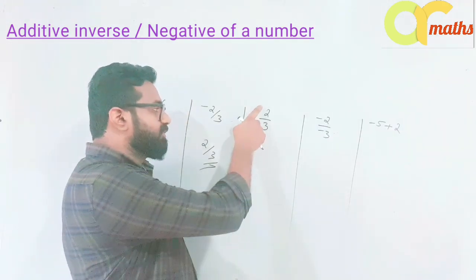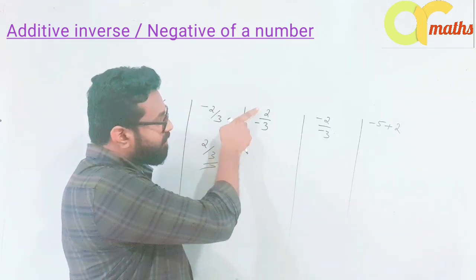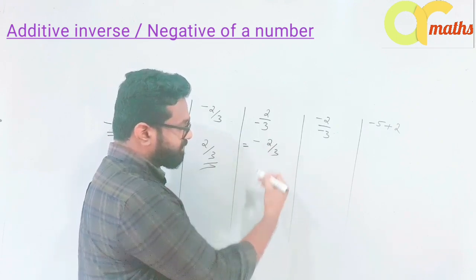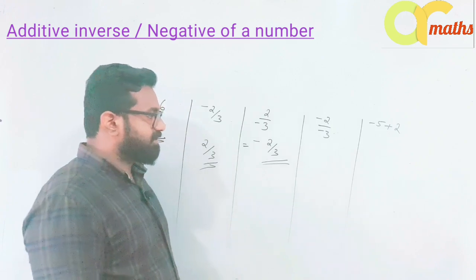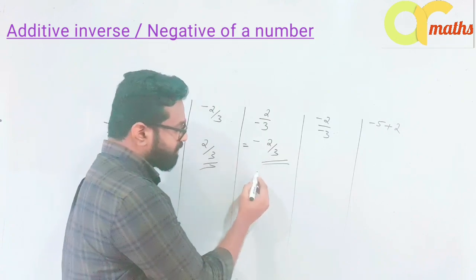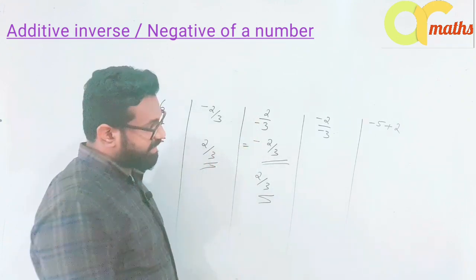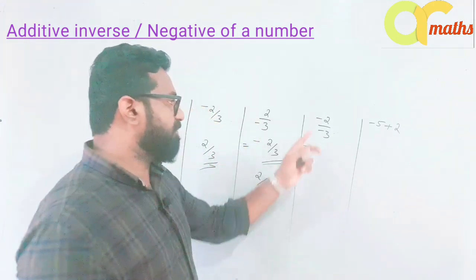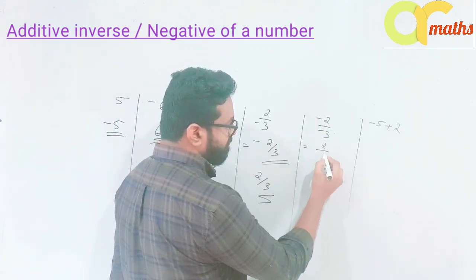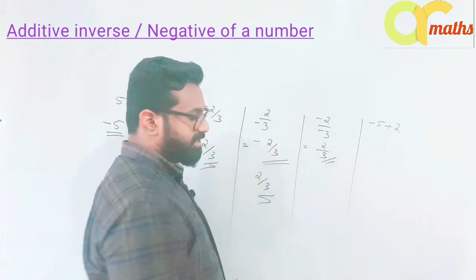What is the additive inverse of 2 by minus 3? Before doing the additive inverse, is there any simplification? Yes. What is positive divided by negative? Positive divided by negative is negative, so minus 2 by 3. After simplification, what is the additive inverse of minus 2 by 3? It is positive 2 by 3. Next, what is the additive inverse of minus 2 by minus 3? What is negative divided by negative? That is positive, so 2 divided by 3. Negative divided by negative is positive. This is the simplest form of minus 2 by minus 3.